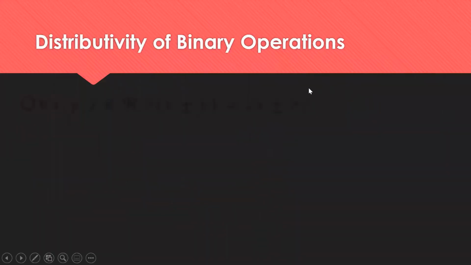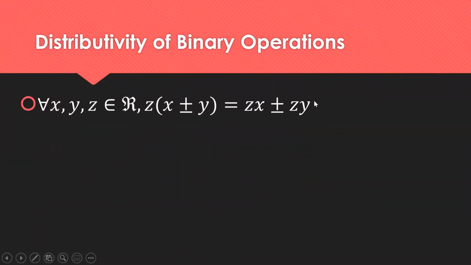Next is the distributive property of binary operation. For every real number x, y, and z, z times the sum or the difference of x and y is equal to the sum or the difference of the products xz and yz. For example, suppose we have z equals 2, let x be x, the operation is addition, and let y be y.